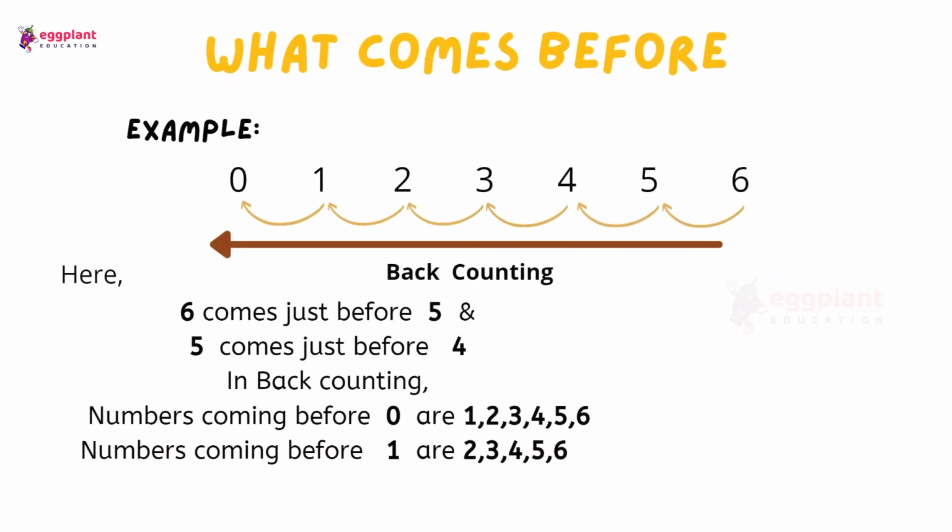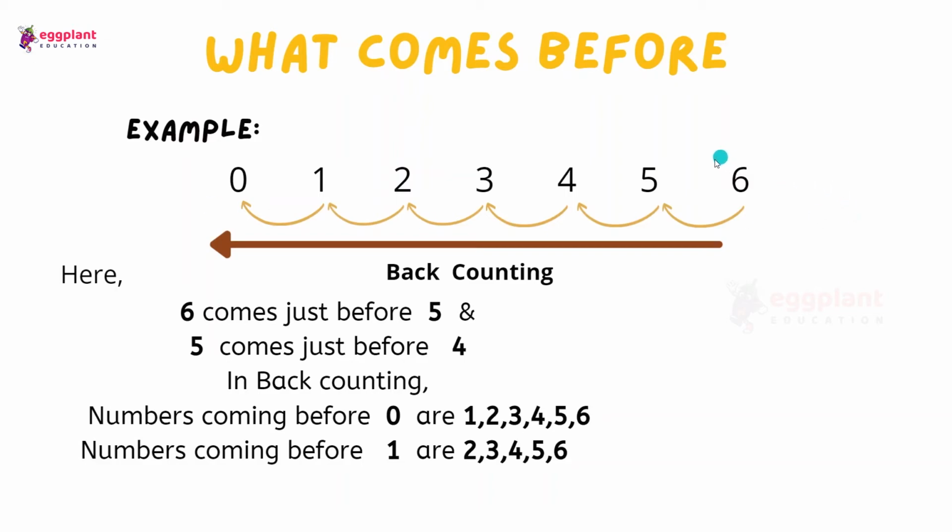Now an example for backward counting. We'll see what comes before. Look at this backward counting or reverse counting. It is always going from a greater number to a smaller number. From 6 to 5, 5 to 4, 4 to 3, 3 to 2, 2 to 1, and 1 to 0. So it's always going from a bigger number to a smaller number. Now we will see what comes before in backward counting.